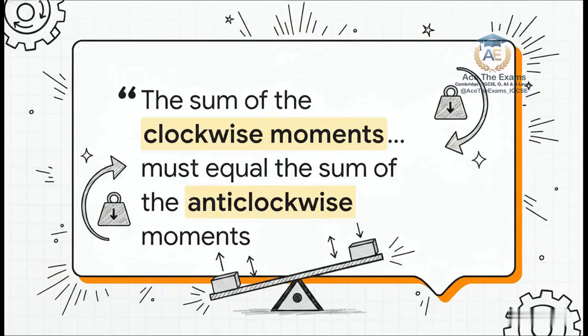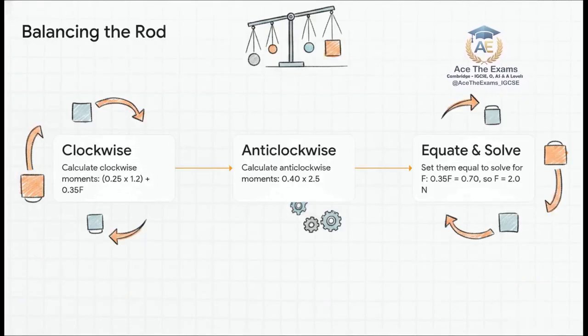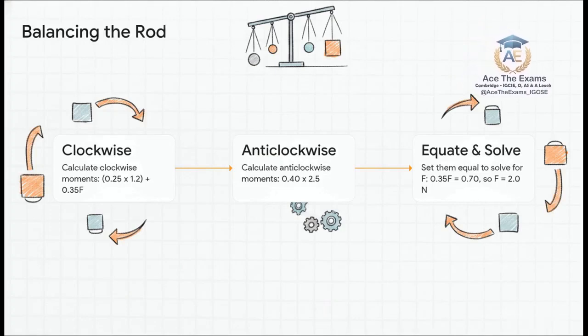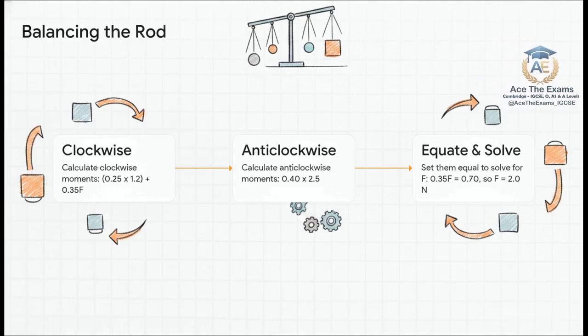Remember that nuance. Let's apply this to a pivoted rod. I want you to imagine a 60-second timer on your screen right now. Let's do this methodically, unlike Sam. Step 1. Calculate the total clockwise moments. We have a 1.2 Newton force at 0.25 meters, plus an unknown force F at 0.35 meters. Step 2. Calculate the anti-clockwise moment, which is 2.5 newtons at 0.40 meters. Step 3. Equate the two sides to solve for F.